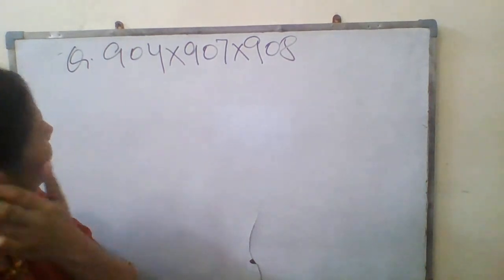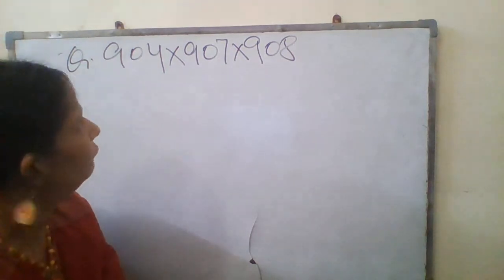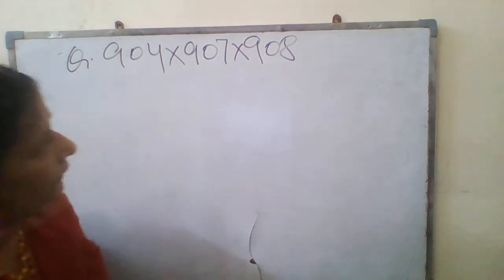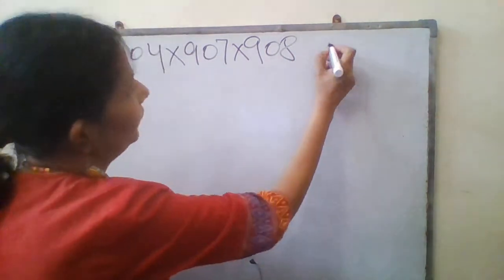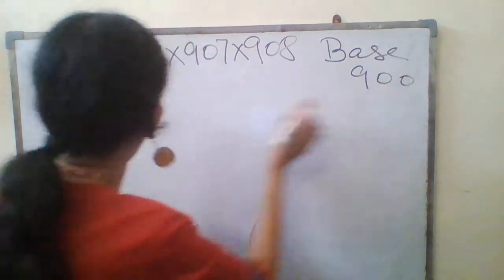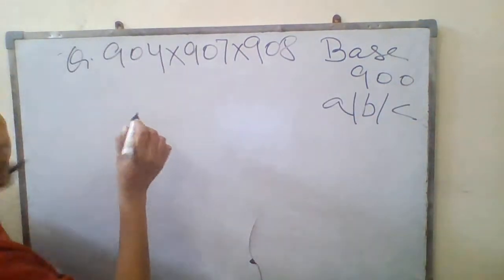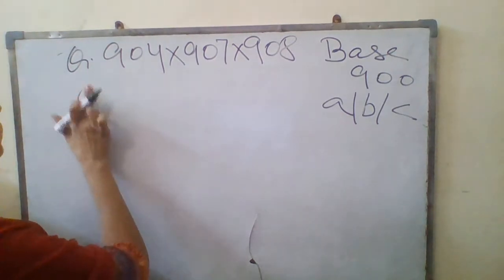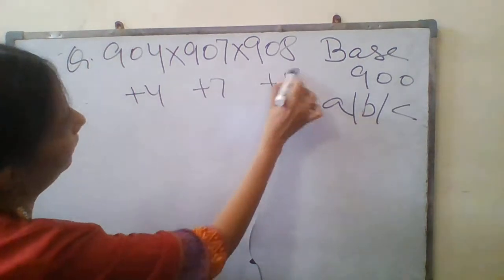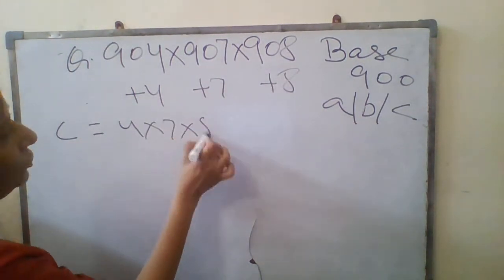Now you look at this question. 904 multiplied by 907 multiplied by 908. So clearly you can see here your base is 900. Find out the A oblique B oblique C. See how fast now I am doing. Okay, first you find out the excess. This is plus 4, this is plus 7, this is plus 8. Then C is equal to 4 into 7 into 8.